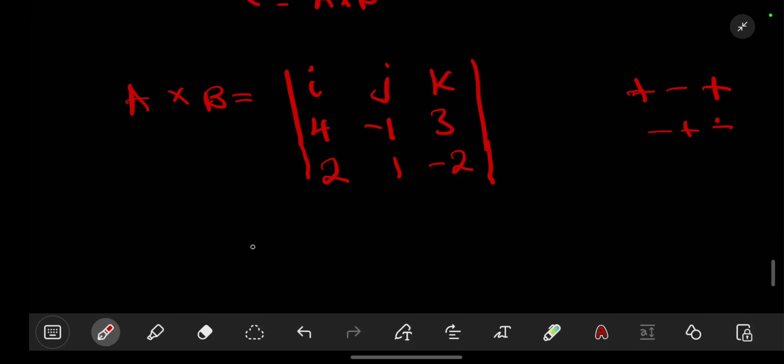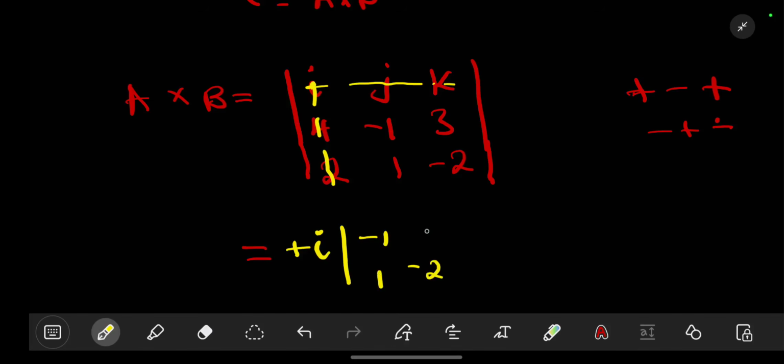The first thing we are going to do is cancel this. If we take away this row and column, what are we going to have? The point of intersection is I. So beginning with positive I, we write what is remaining: we have -1, -2, and 1 and 3, which are not cancelled there.